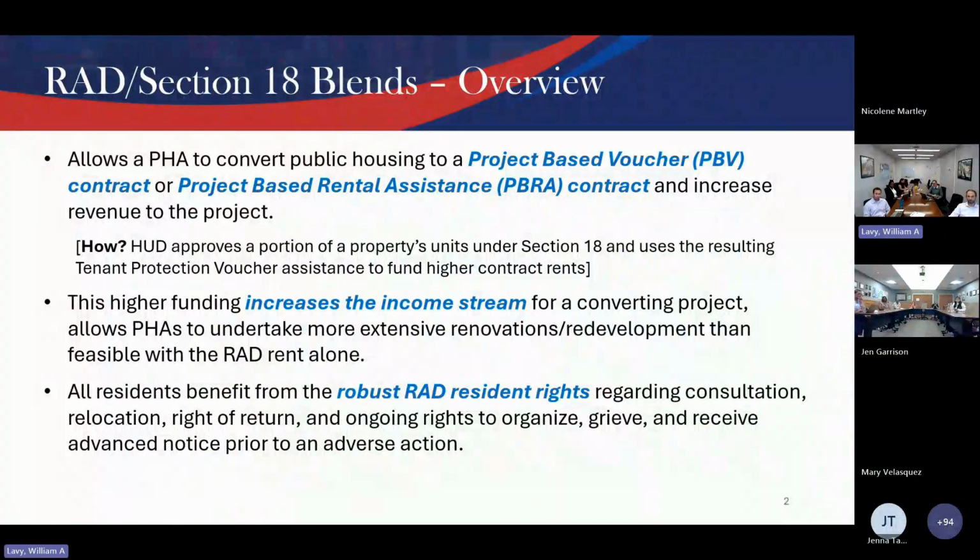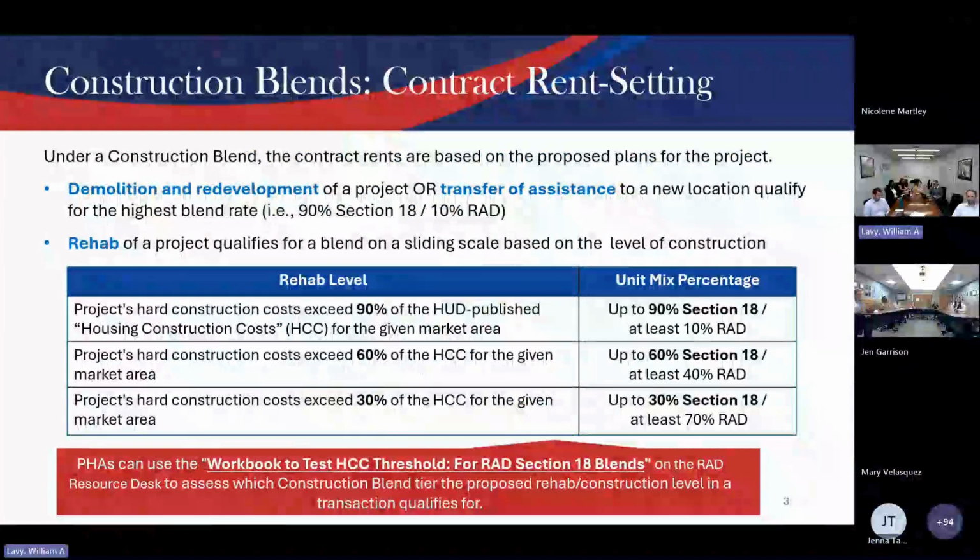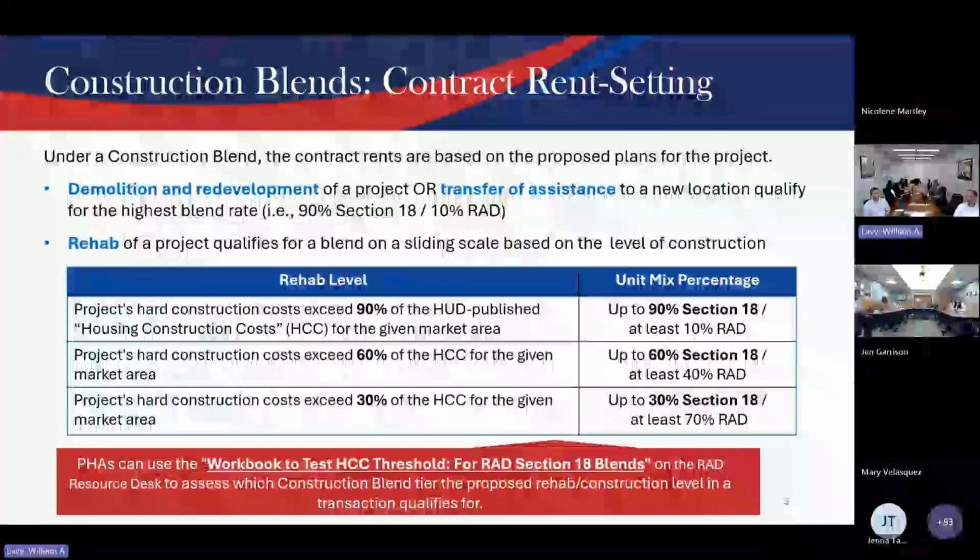Let's start off with one of the most important topics, which is how are the contract rents set? Under a construction blend, contract rents are based on the proposed plans for the project. And I'll stop before I go on to what makes a property eligible for a construction blend, just to note there's also a small PHA blend. So once a PHA has 250 units or less, they don't even need to worry about eligibility for a construction blend. They automatically qualify for the highest RAD Section 18 blend rate.